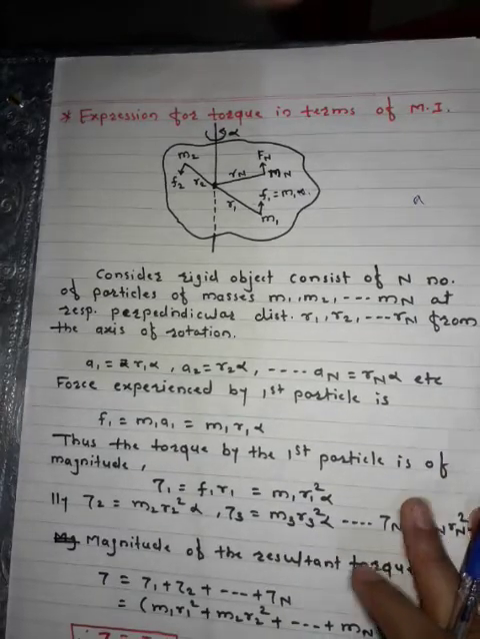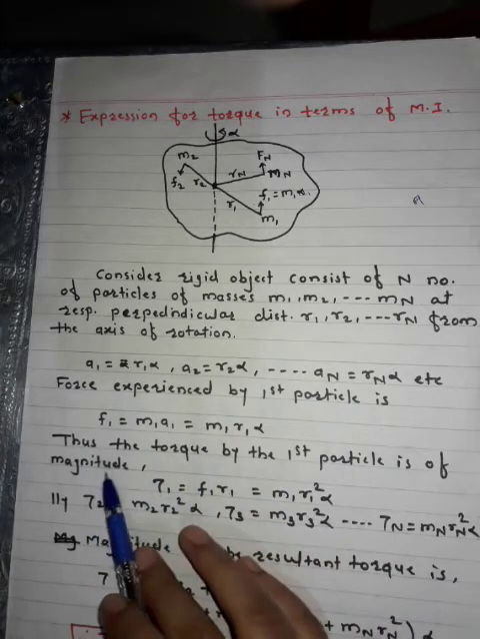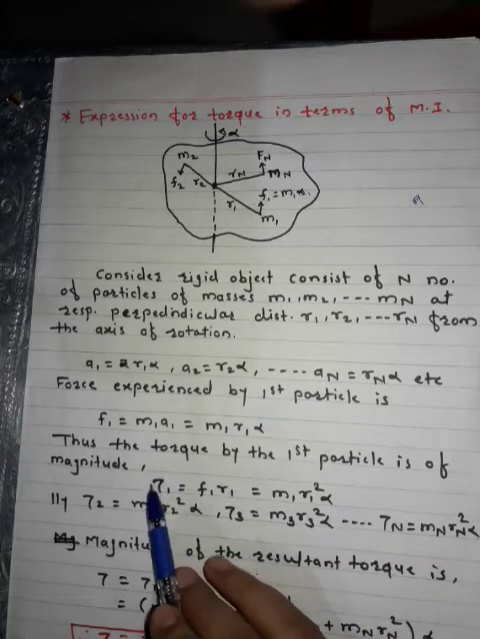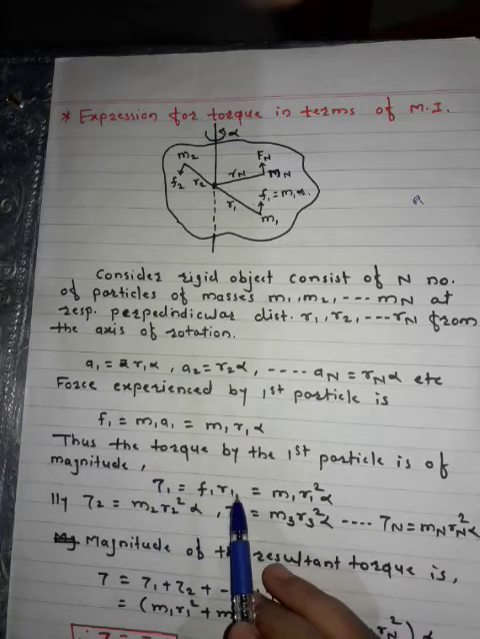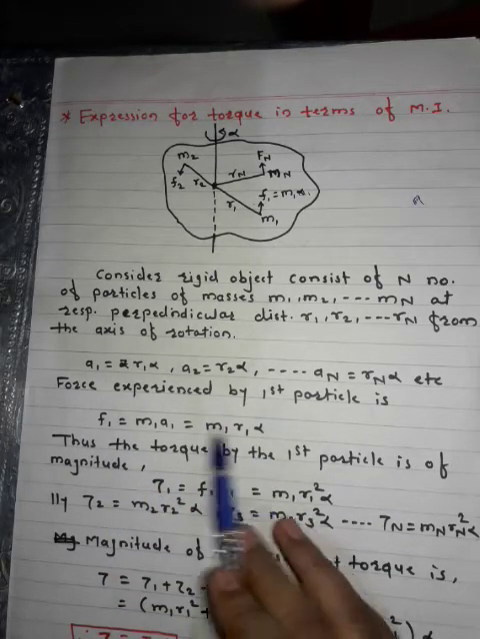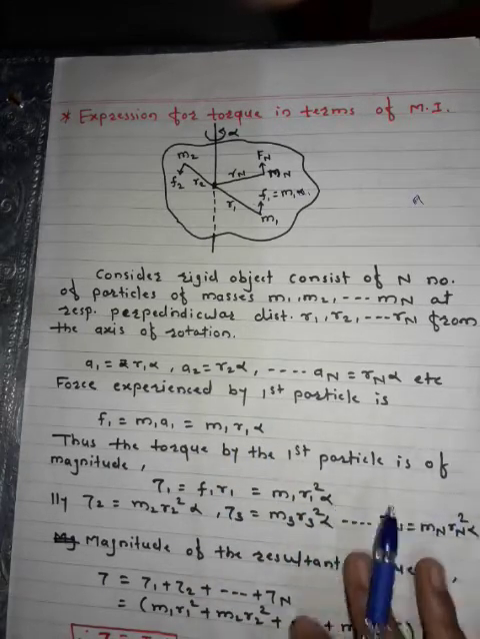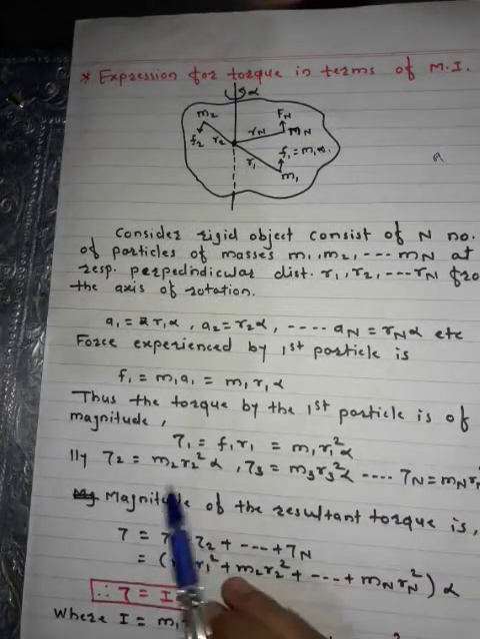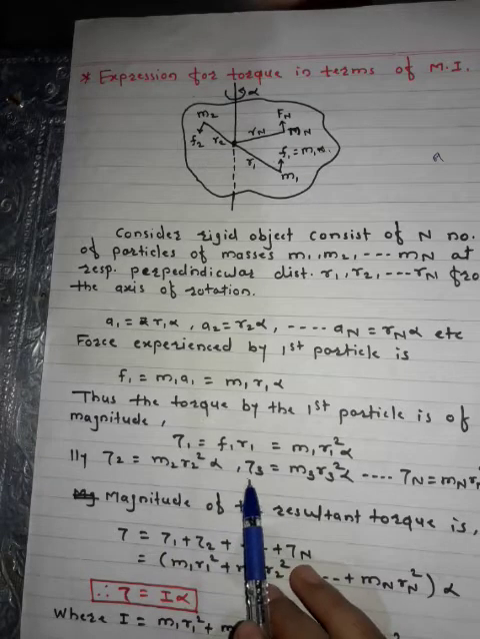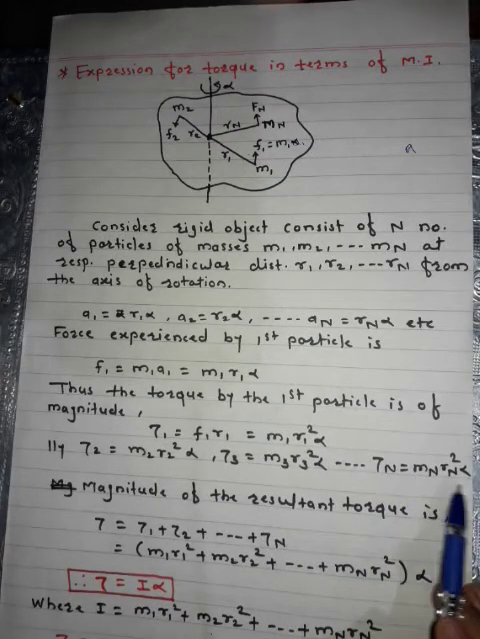Thus the torque experienced by the first particle, taking the magnitude, τ1 is equal to F1 into r1. Here F1 is equal to m1 r1 alpha. When we substitute F1, we get m1 r1 square into alpha. Similarly, the torque by the second particle is τ2 equal to m2 r2 square alpha, τ3 is equal to m3 r3 square into alpha, τn is equal to mn rn square alpha.